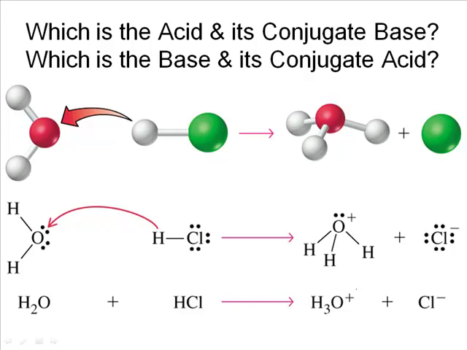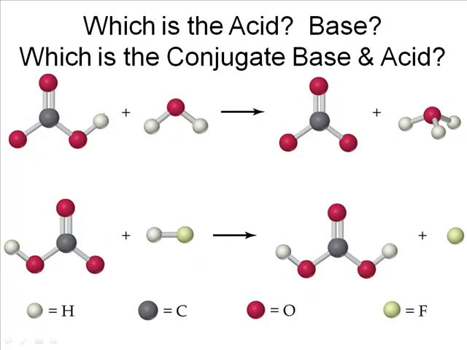Alright, hopefully you figured that out. This over here is going to donate this H, it's going to lose it, so this is an acid. Its partner is a conjugate base over here. If the HCl is the acid, the water serves as the base, it's going to accept, and it's going to become H3O. So over on this side we call it the conjugate acid.